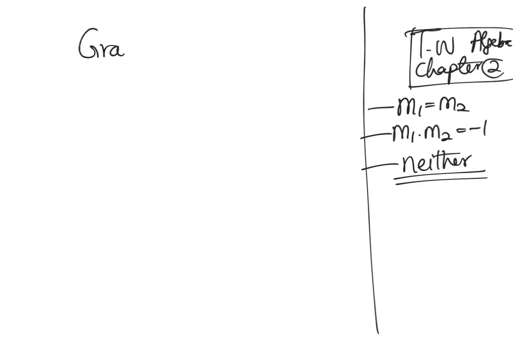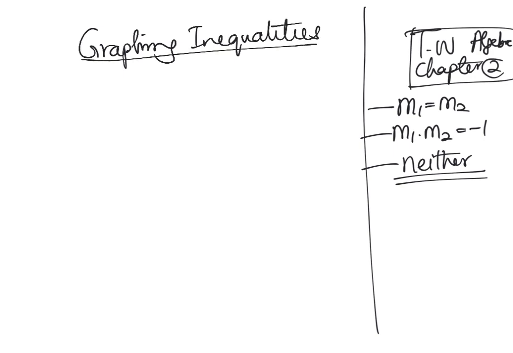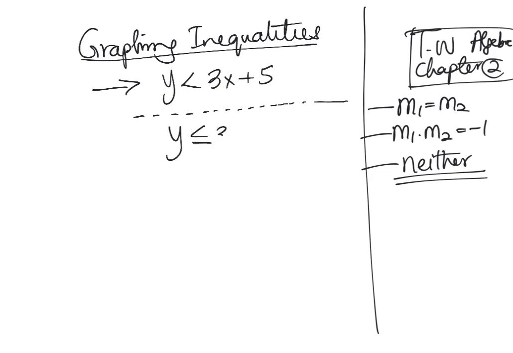Now let's talk about graphing inequalities. So we've talked about graphing lines. Graphing inequalities is pretty much the same thing, except for two things. Number one, if you have y is less than 3x plus 5, for example, then you use dashed lines. If it was y is less than or equal to 3x plus 5, you will have a solid line. Again, I'm just showing you what kind of line you have. I'm not graphing it yet.